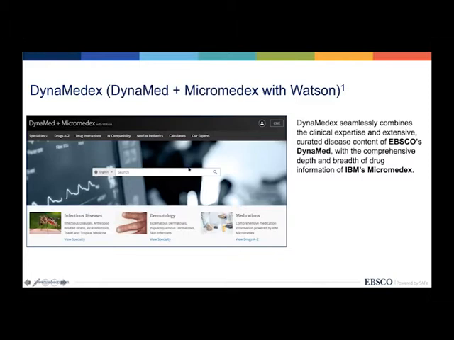So Dynamedics is actually a combined solution. It seamlessly combines the clinical expertise and extensive curated disease content of EBSCO's Dynamed with the comprehensive depth and breadth of drug information from IBM's Micromedics. My internship was with EBSCO, and so our focus was on Dynamed. We looked at this combined solution.